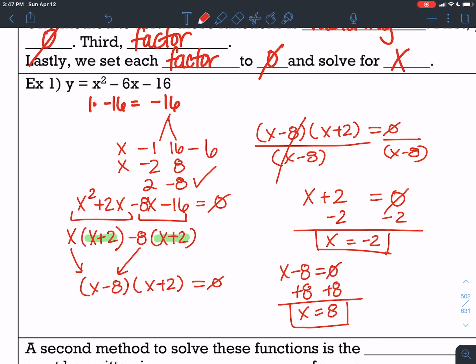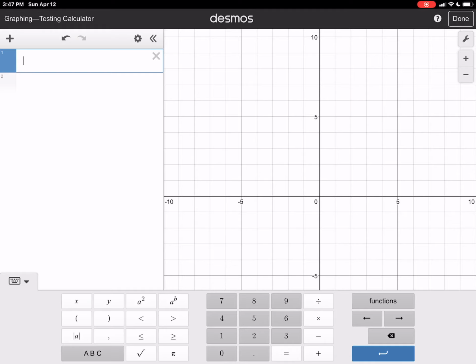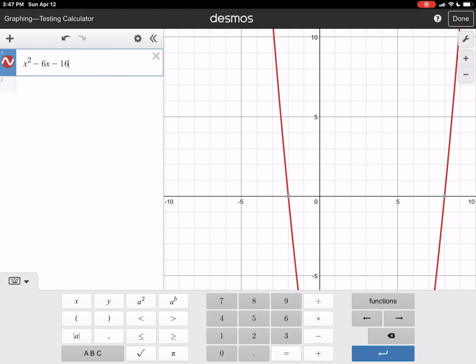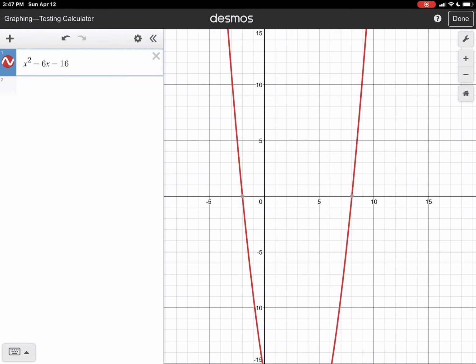I can verify this in my Desmos calculator by plugging in my original equation and the factors if I so choose. So this is x squared minus 6x minus 16. And if I look at my graph, zoom out a little bit, I see here -2, +8. Same exact thing I got before.